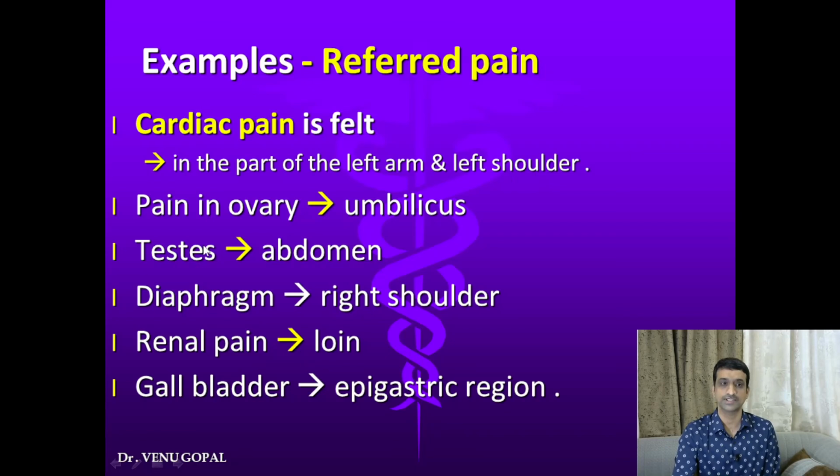Then other examples: pain in the ovary is referred to the umbilicus, pain from the testis is referred to the lower abdomen, pain from the diaphragm is referred to the right shoulder, renal pain, pain from the kidney, is referred to the loin, and pain from the gallbladder is referred to the epigastric region. So these two simple concepts can be asked frequently in the theory paper or in the viva, and can be answered well if you understand these basic principles of these two physiological phenomena.